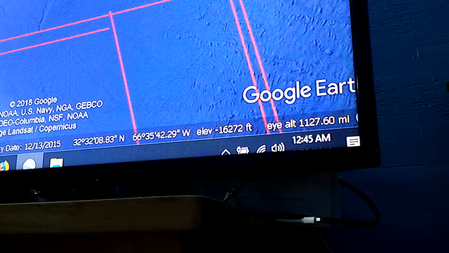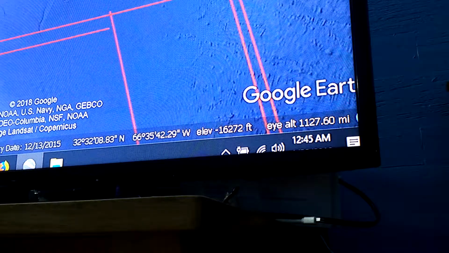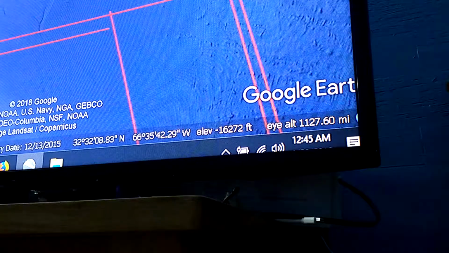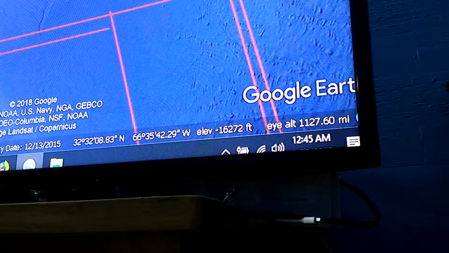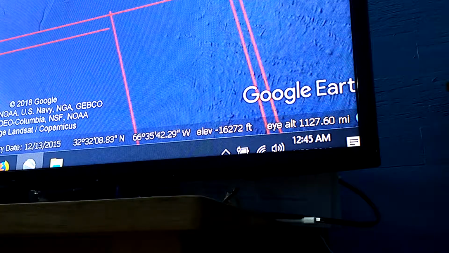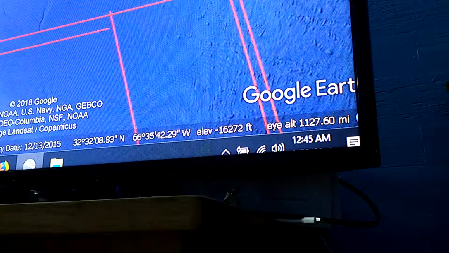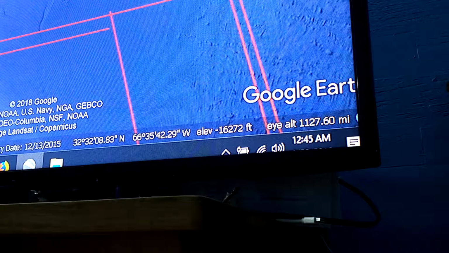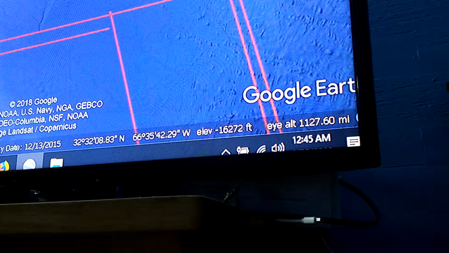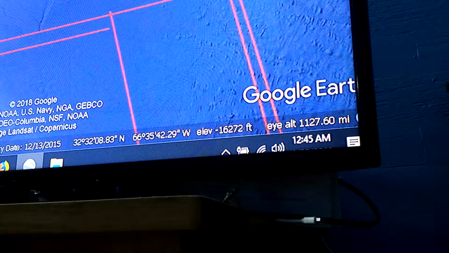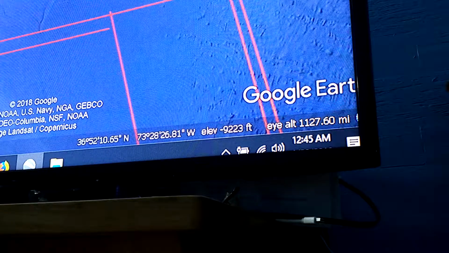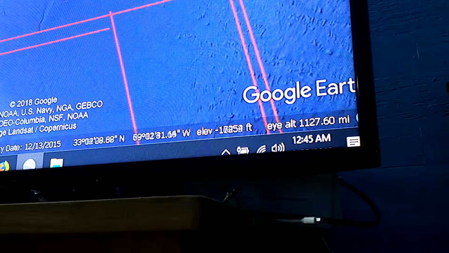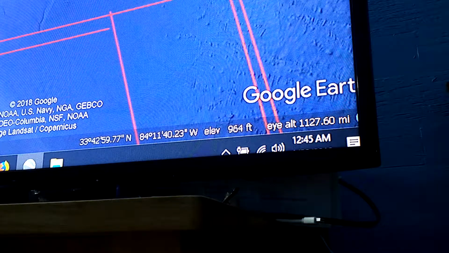So 17,000 feet. Let's just call it 18,000 feet. Okay? 18,000 divided by 5,280, you get about 3.5 miles. So there's 3.5 miles of altitude between the bottom of the sea here and Atlanta, Georgia.